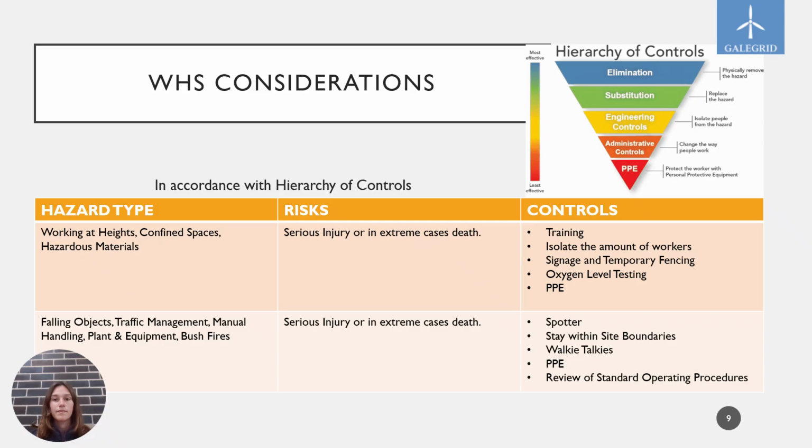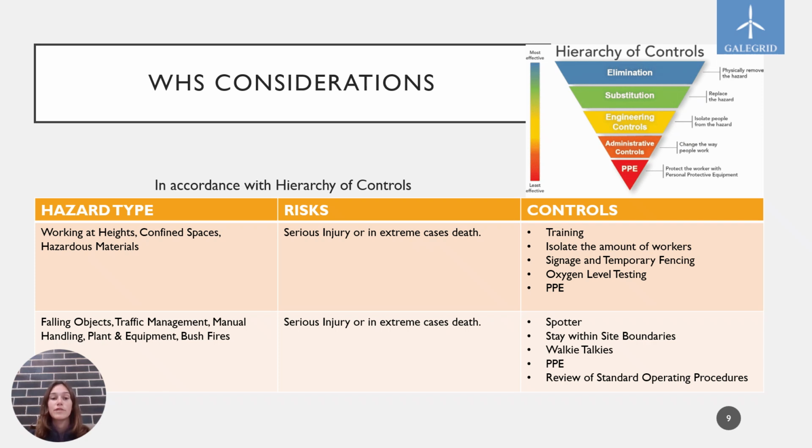At GaleGrid, safety is an essential element considered during construction. As Kayla mentioned, we believe that the biggest hazard during the construction of foundations is bushfires due to the surrounding elements. This can cause death and destruction of vegetation and habitats. We follow the hierarchy of controls when establishing how to mitigate these risks, which can be seen on the slide.